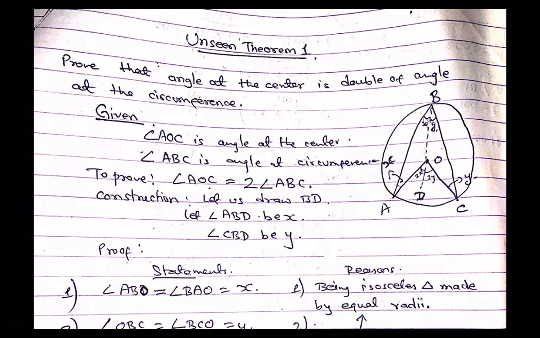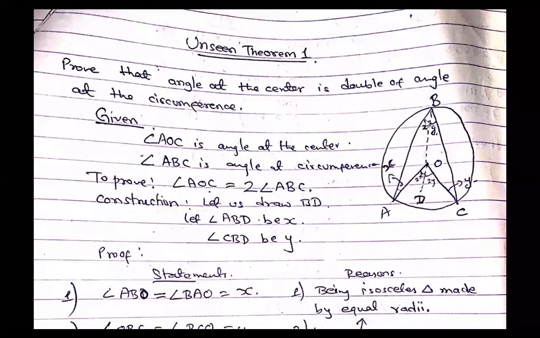We need to prove that the angle at the circumference, the angle which is subtended at the circumference by this arc, is called the angle at the circumference, and this is the angle at the center. The angle at the center is double the angle at the circumference, or the angle at the circumference is half of the angle at the center. Which is double, which is half? That you need to prove.